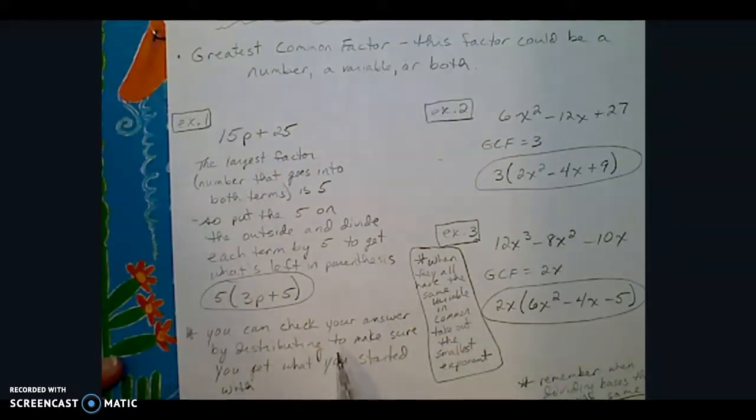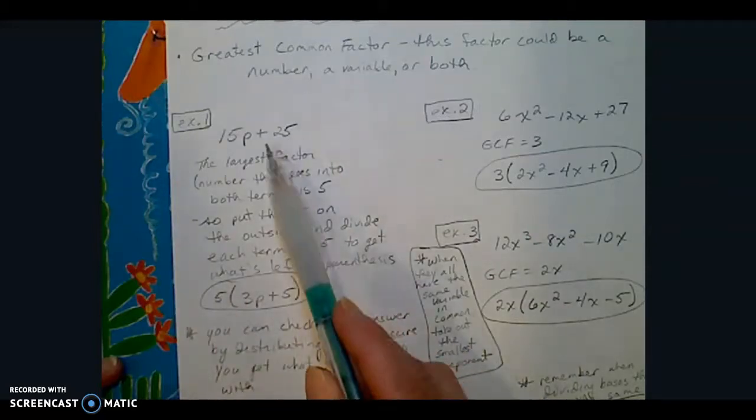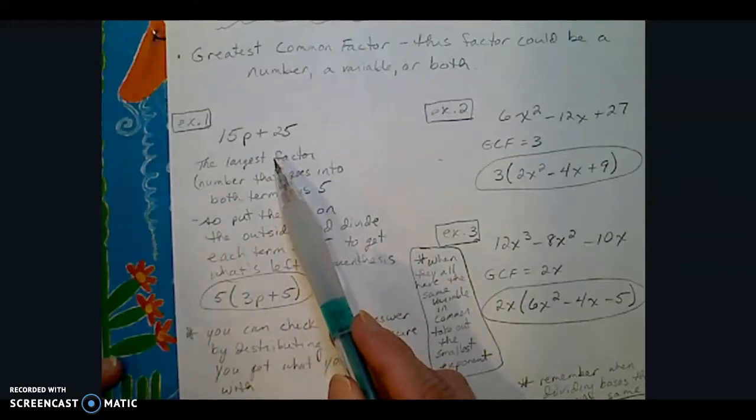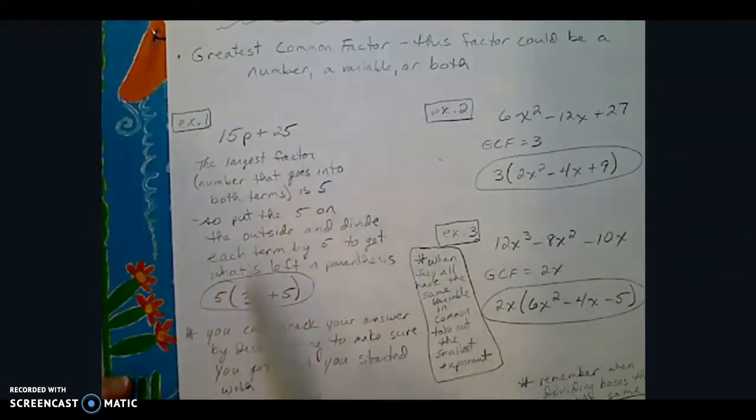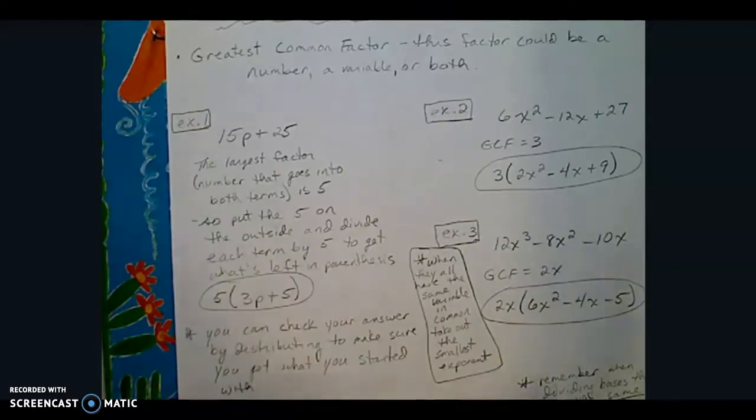Now you can always check to make sure you were right by distributing back in, and just make sure that if you were to multiply back in, you would end up with the expression you started with. Okay, just make sure you don't write that as your final answer. This is your factored form. Factored means it's two things you're multiplying together. That's why we call it factoring. So I'm multiplying the 5 by the 3p plus 5.